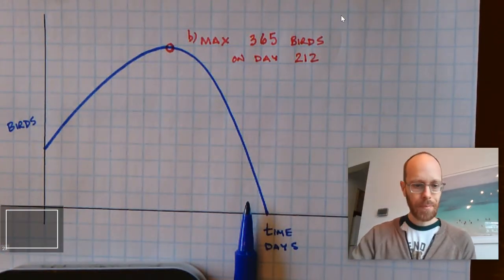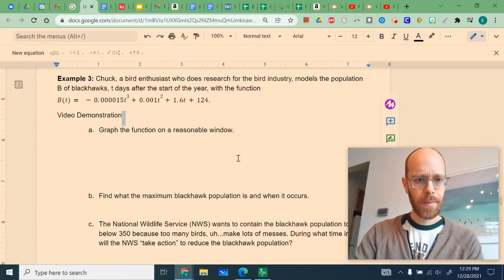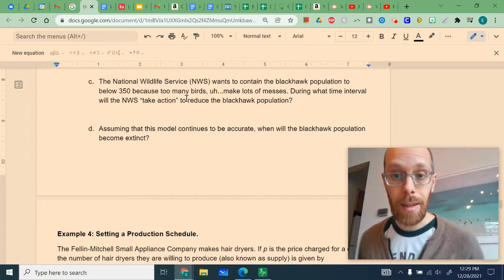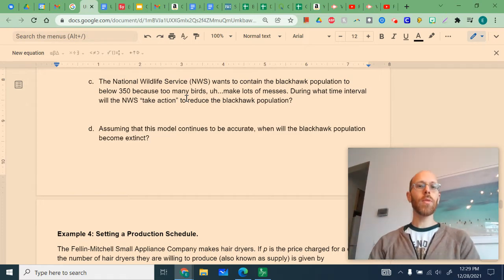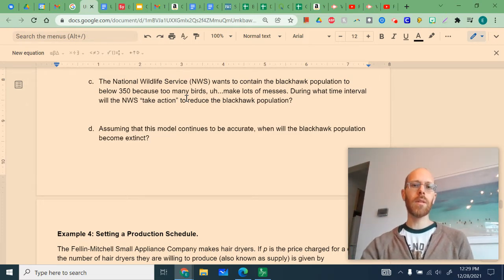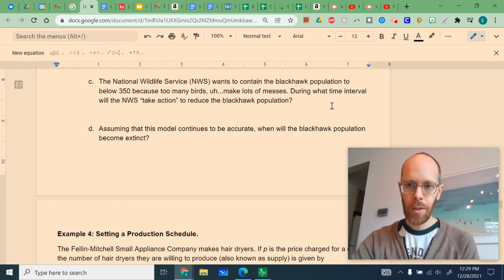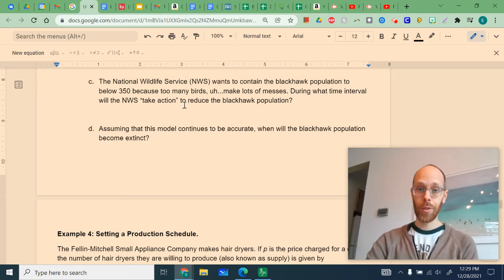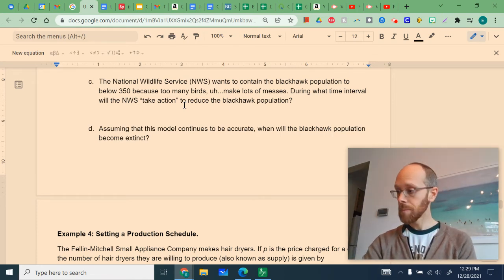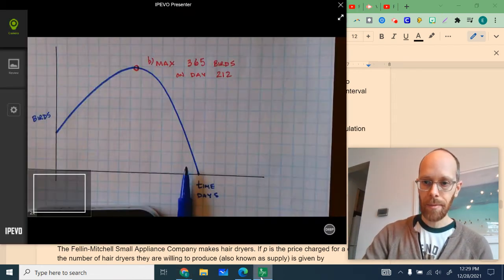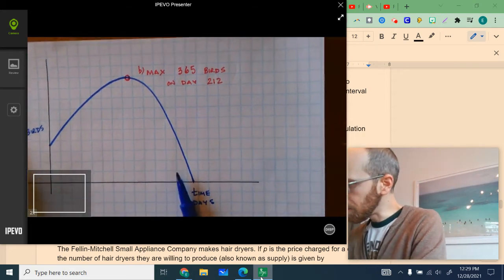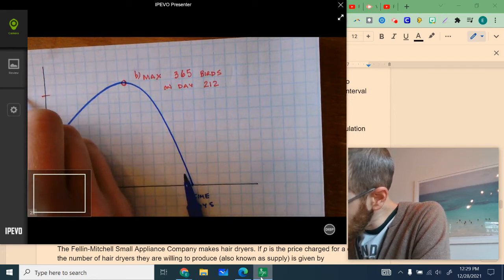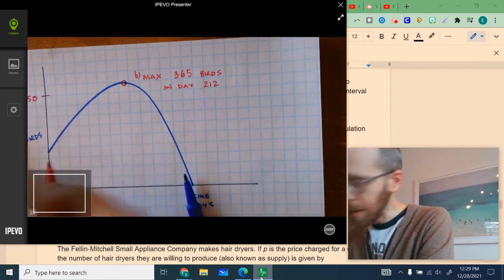Cool. So what does the next question ask us? It says the National Wildlife Service wants to contain the black hawk population to below 350 because too many birds make lots of messes. During what time interval will the National Wildlife Service take action to reduce the black hawk population? Well, if we look back at our graph, they're going to reduce the black hawk population anytime it is greater than 350. So let's suppose that 350 is right here.